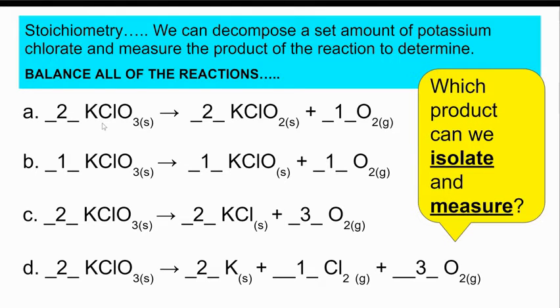If we look, which product will we be able to isolate and measure? In each of our 4 possible reactions, what would be the easiest product for us to isolate and measure? Hopefully you told me that isolating and measuring the solid product, whether that's potassium chlorite, hypochlorite, chloride, or just solid potassium, would be what we should isolate and measure.